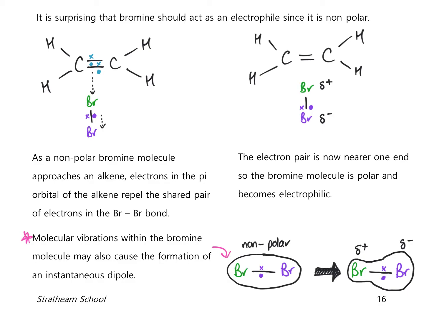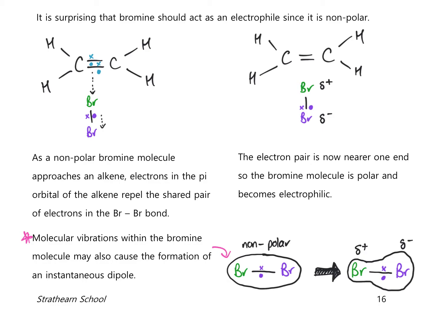So here's two ways that the molecule of bromine, which is essentially overall non-polar, can become at least temporarily polar, in such a way that it can then react with the alkene, because we need it to have a delta positive charge for it to act as an electrophile. So either the repulsion of the shared pair of electrons by the carbon-carbon double bond as it approaches, that's the first thing we looked at.